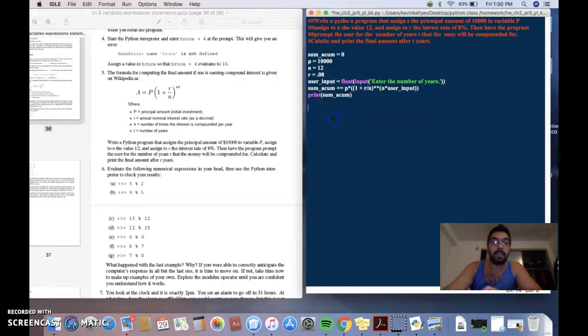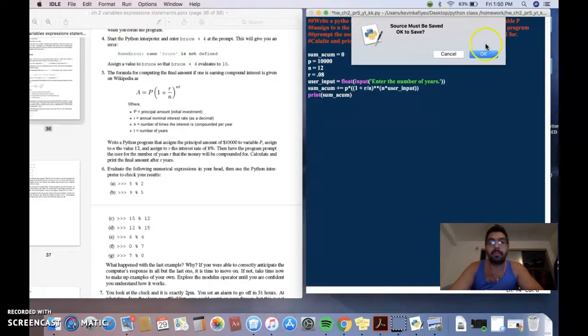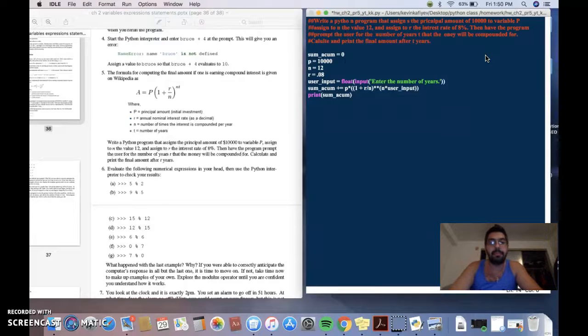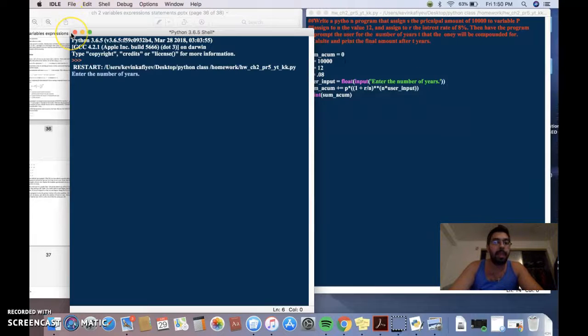So if you run this program, do a run module. I have to save it. Okay. For the number of years, I'm going to input 10 because I just want to round things off. And when I do that, the number you get is 22,196, which is not bad. Hopefully this is correct, but that's the way I did it.